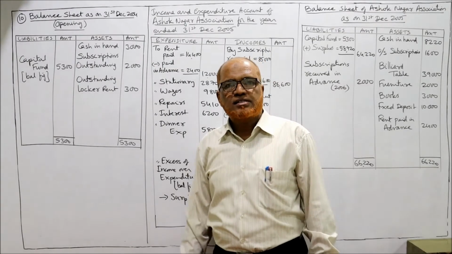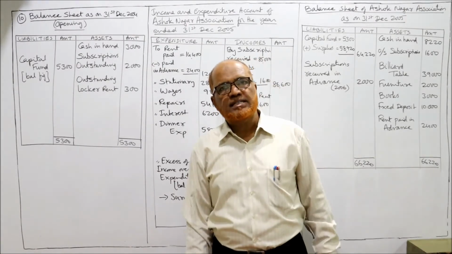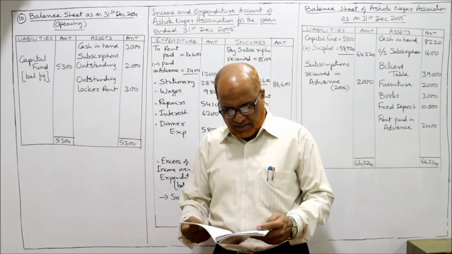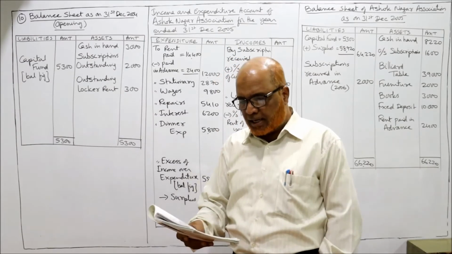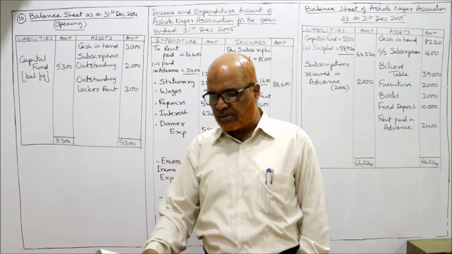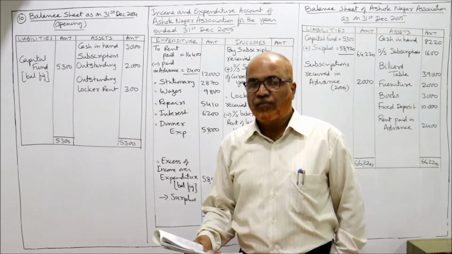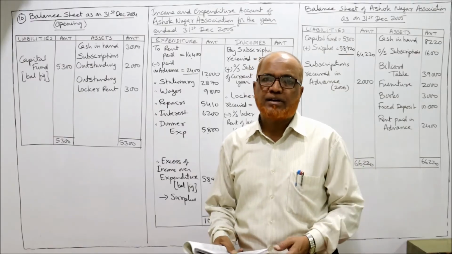Come on students, now we'll start the next problem, that is problem number 10. The following is the receipts and payments account of Ashok Nagar Association for the year ending 31st December 2005. So we are given the receipts and payments account.